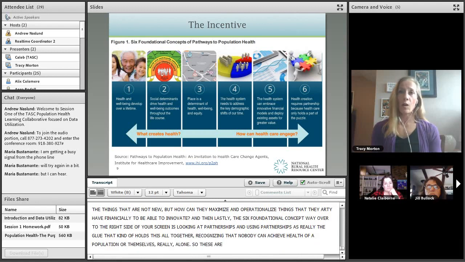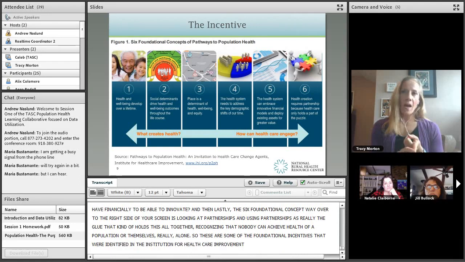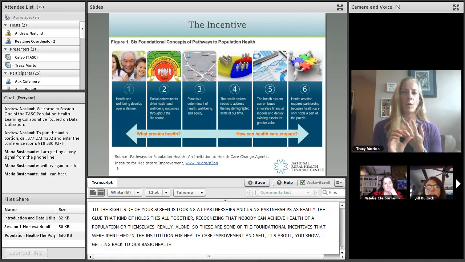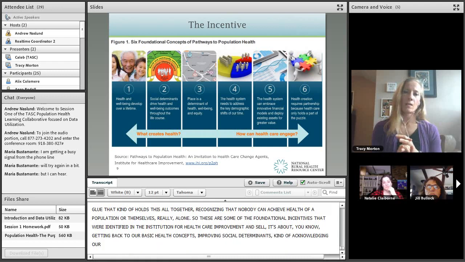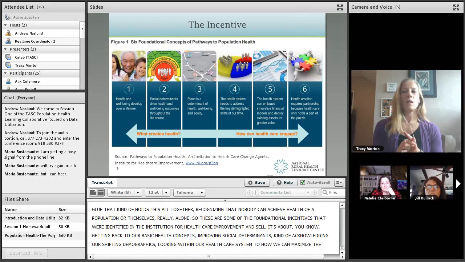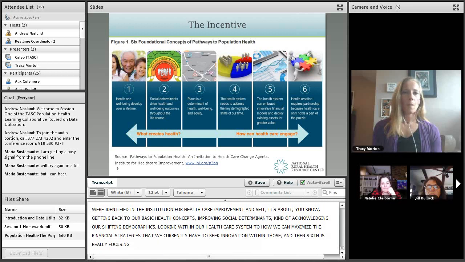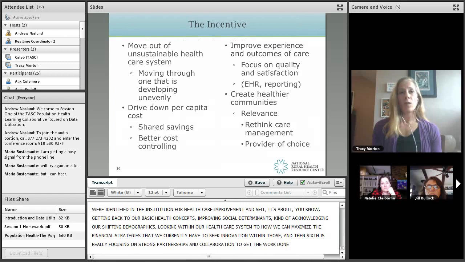The fifth foundational concept then is looking at how healthcare systems can embrace innovation and finances to maximize existing assets. So the things that they already have, the things that are not new, but how can they maximize and operationalize things that they already have financially to be able to innovate? And then lastly, the sixth foundational concept, way over to the right side of your screen, is looking at partnerships and using partnerships as really the glue that holds this all together, recognizing that nobody can achieve health of a population or themselves really alone.